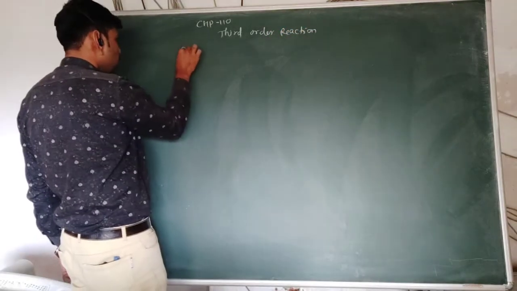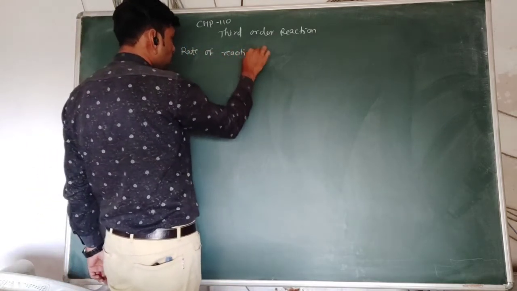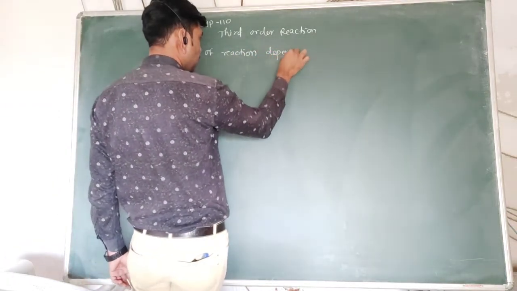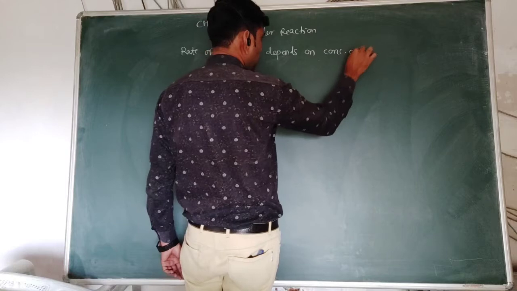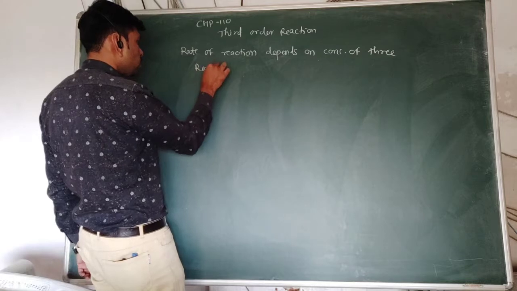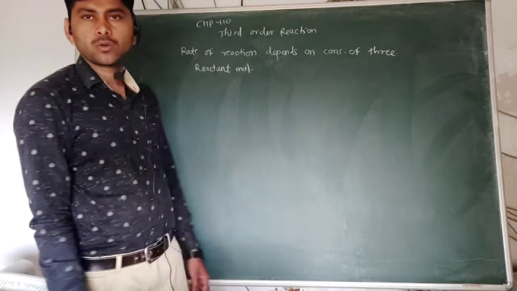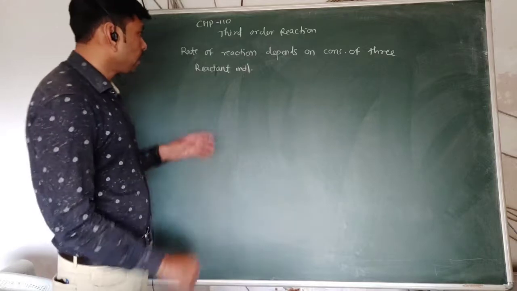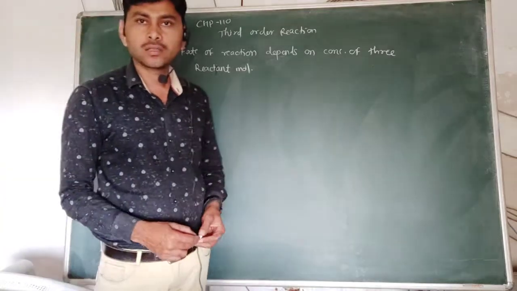If the rate of reaction depends on the concentration of three reactant molecules, or varies with the concentration of three reactant molecules, such a reaction is known as a third order reaction. So if the reaction rate depends on the variation of concentration of three reactant molecules in the rate equation, that reaction is known as a third order reaction.